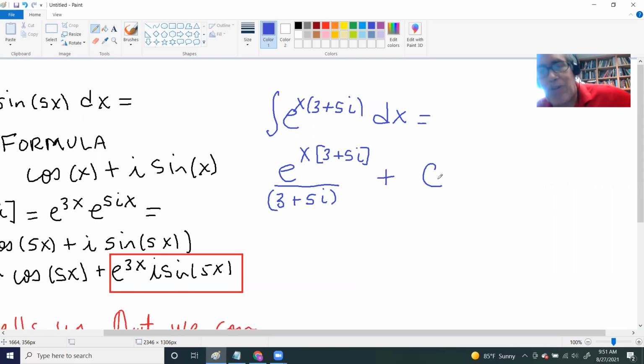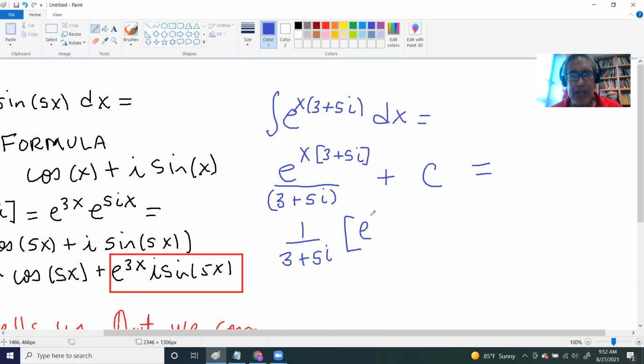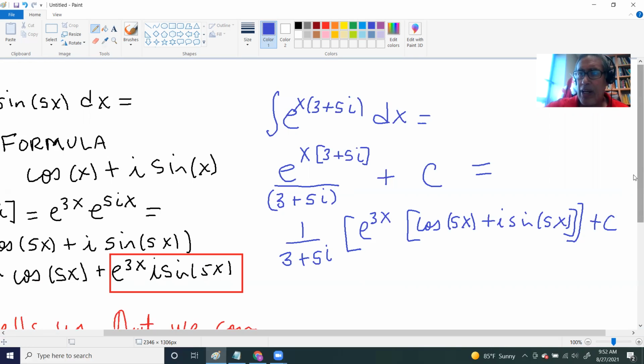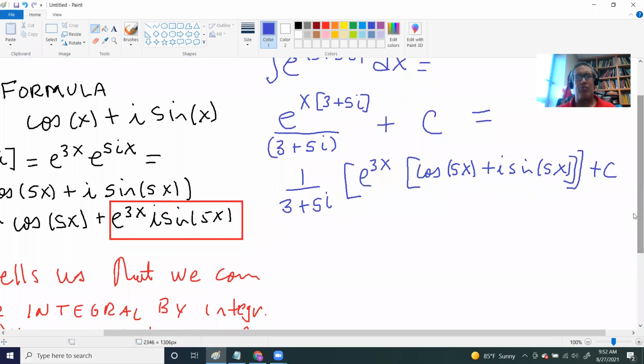Okay, that's a pretty easy integral, right? But what does this equal? Because remember, we have to now use Euler's formula. So we have this, and then up top, we have e to the 3x, and using Euler's formula, cosine of 5x plus i sine 5x, plus c. Now, we're not quite done yet because we still need to get the real answer.